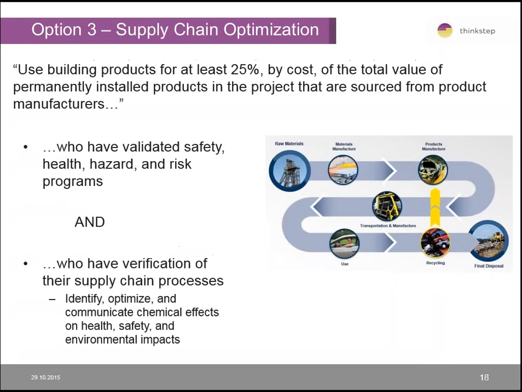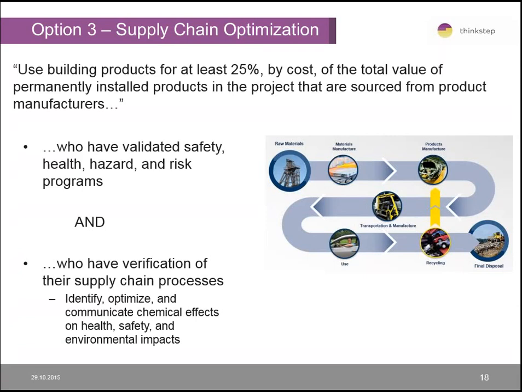So the last piece that I wanted to show was this third option for supply chain optimization. In this case, they're trying to use building products for at least 25% by cost of the total value of permanently installed products that are sourced from product manufacturers who both have validated safety, health, hazard, and risk programs, as well as those manufacturers who have verification of what happens in their supply chain.